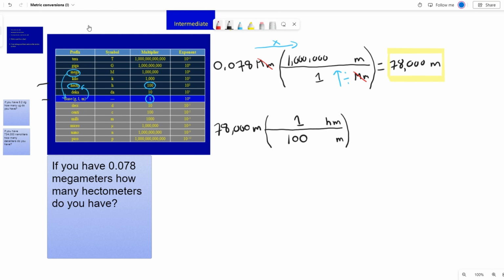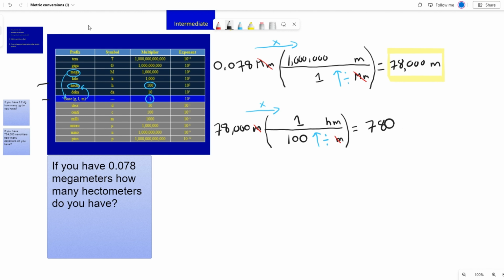All right, now we have it all set up. So meters and meters will cancel out. And then we just do the same thing we've always been doing. You multiply across. And then you just divide up. So if we take 78,000 times 1, that gives us 78,000. And then we divide that 78,000 by 100, and that will give us 780.